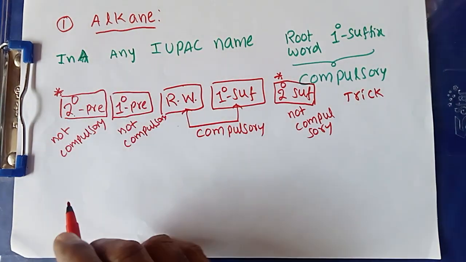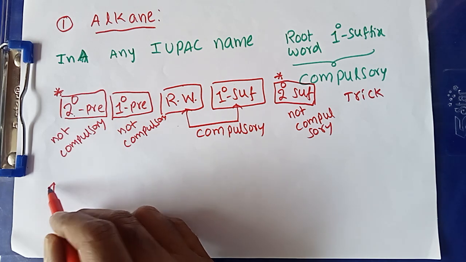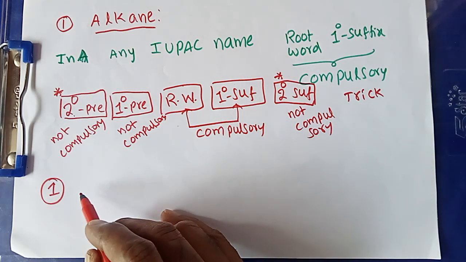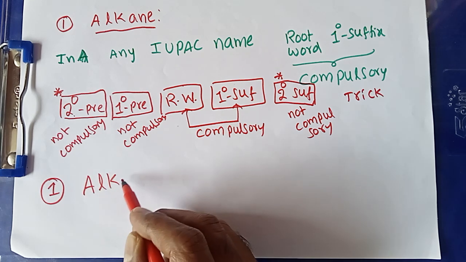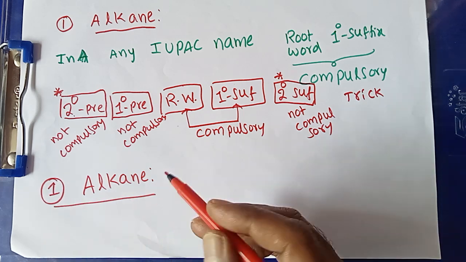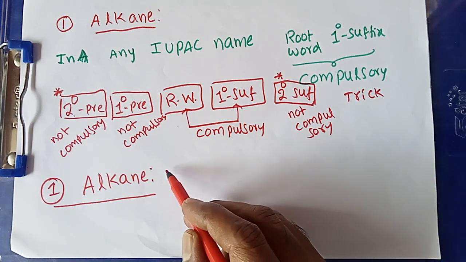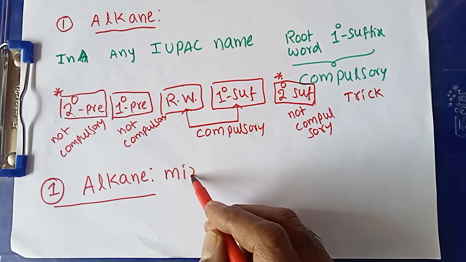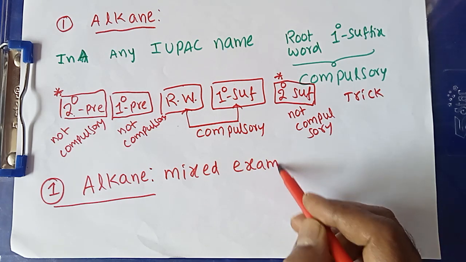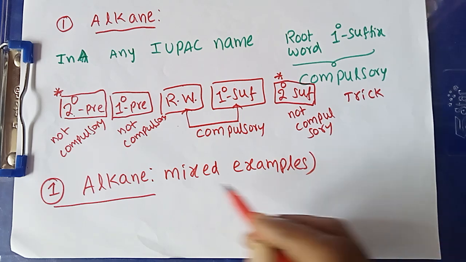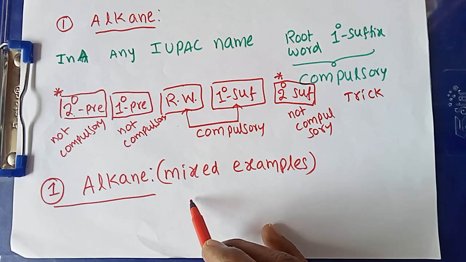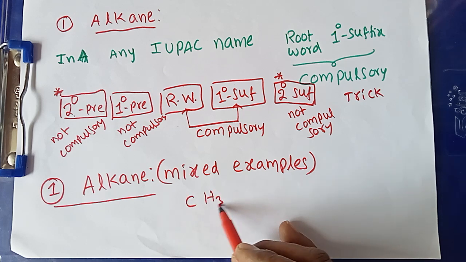Then I take the alkane as the example. Here I do alkane once again. This is the first simple rule. One alkane I take, alkane with different, all mixed. Not only alkane, mixed examples. So first I start with one alkane. See that simple alkane I started.